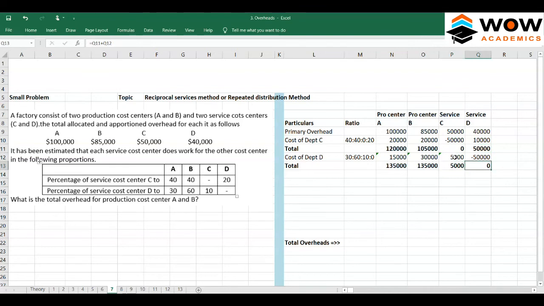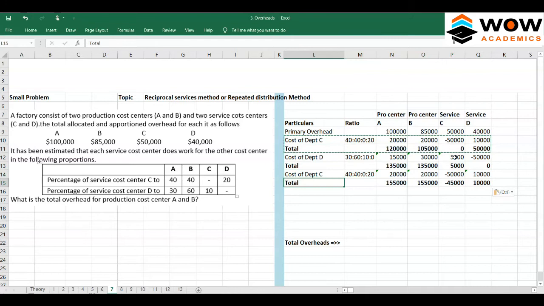Now the problem is why it is called reciprocal or repeated distribution: you have now the C cost, so C cost again has to be split. That is why it is called repeated distribution. Okay, so C cost is now how much? 5,000. So this 5,000 has to be split. And how do you split it? You have to work it out in a similar way. That is the uniqueness of this problem.